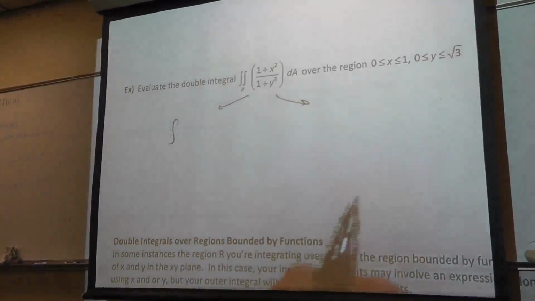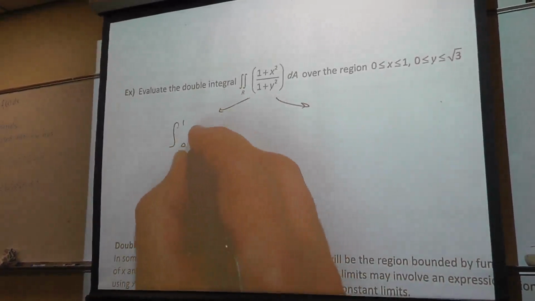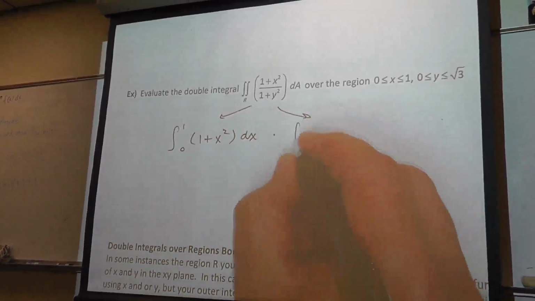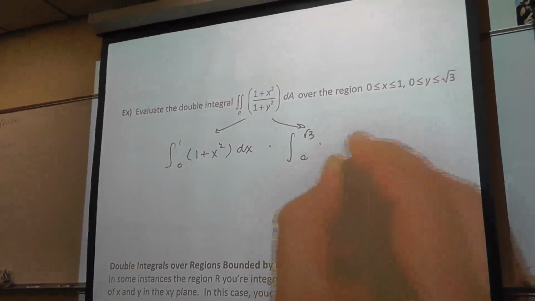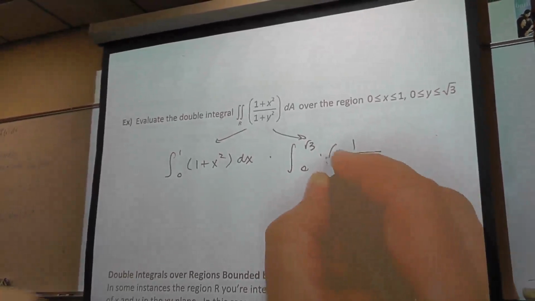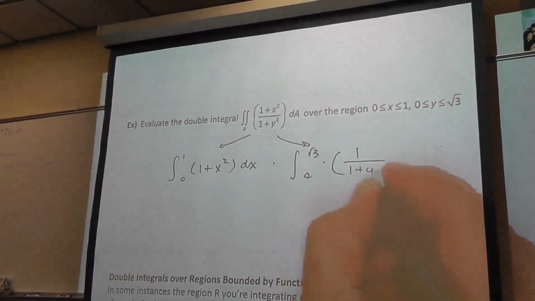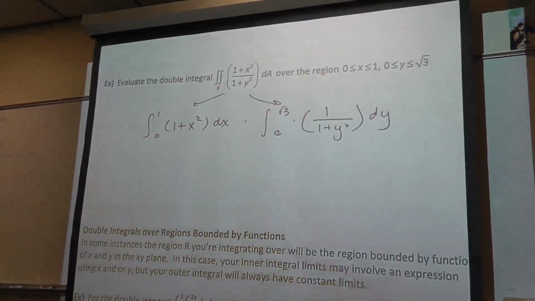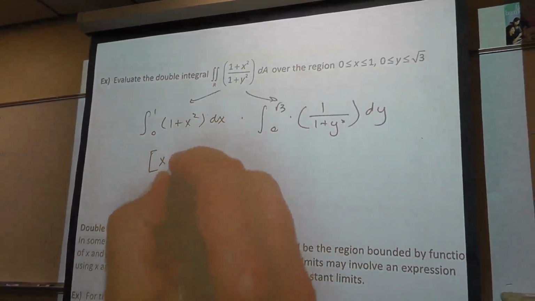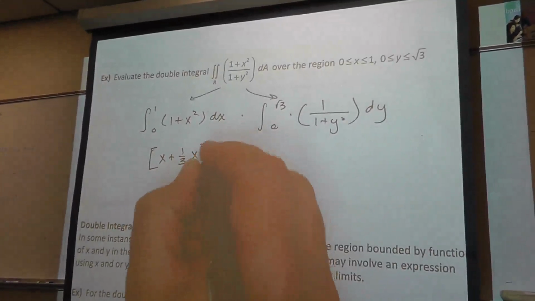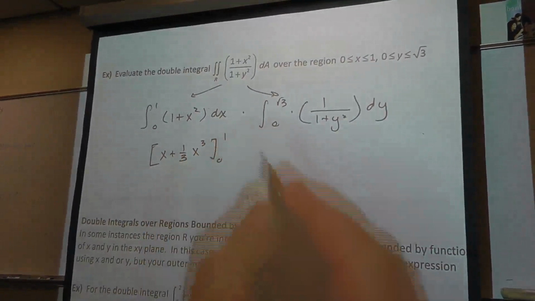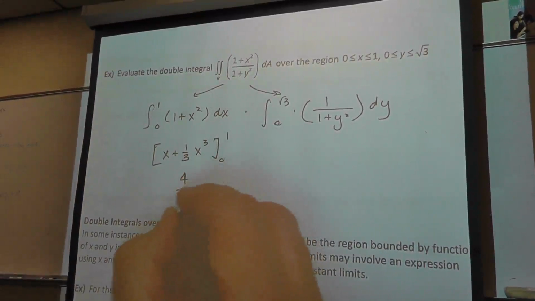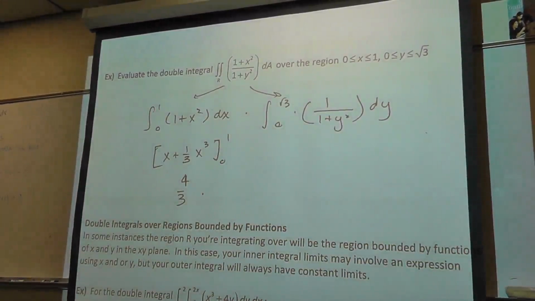Let's see, the x one's easier. The integral from 0 to 1 of the function 1 plus x squared dx, times the integral from 0 to root 3, where the integrand is 1 over 1 plus y squared dy. So if you integrate these one at a time, that one's just good old polynomial. So that gives you x plus 1/3 x cubed. So I don't doubt any of you were having any trouble getting 4/3 from that one.